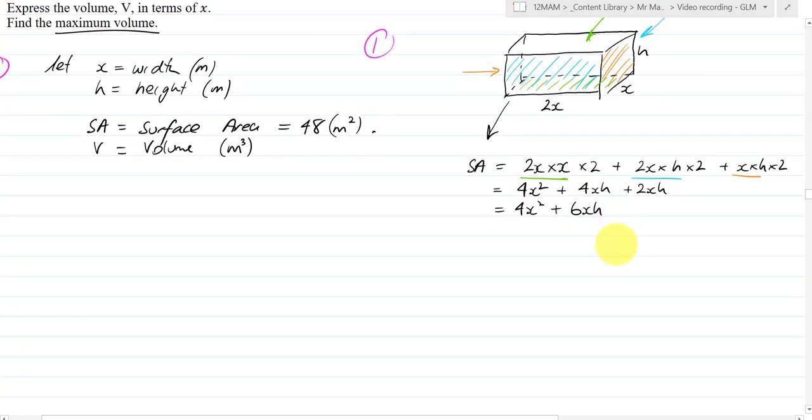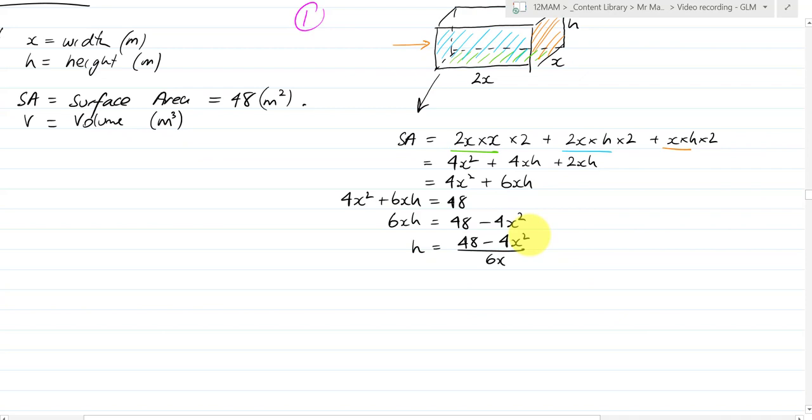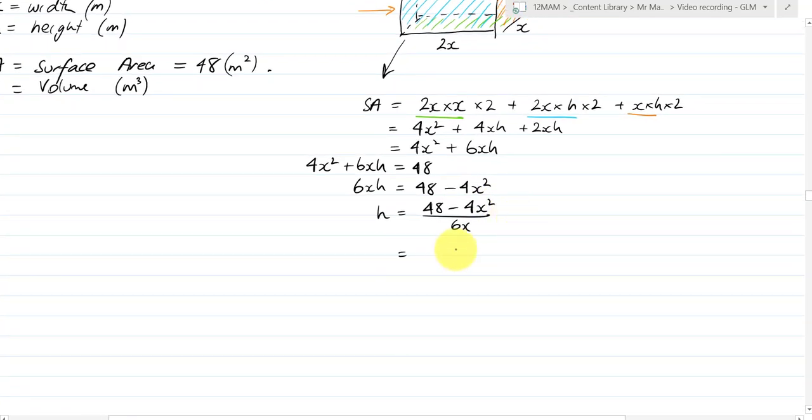Now we know the surface area is equal to 48, so let me write this down as 4x squared plus 6xh equals 48. That's given in the question, which means that 6xh is equal to 48 minus 4x squared, and that means that h is equal to 48 minus 4x squared over 6x. Now I knew to go there because it's given me something to find where h is in terms of x. So I've gone this way to get h by itself, and I can simplify this now by splitting it up.